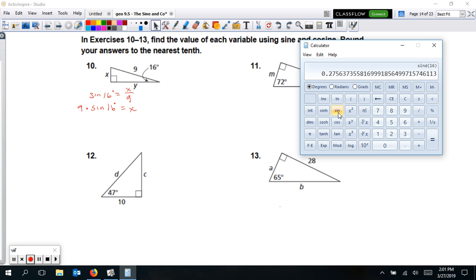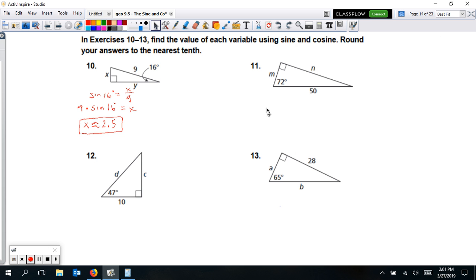The other ones in class, we have to push the sine button, then hit 16. And then we just say times 9. So times 9 now, and there is our answer to the nearest tenth, 1 decimal place. So we're going to round this up to 2.5. That will be our answer on that one. And it's approximately, so we put approximate symbols on that, not the equal sign necessarily.